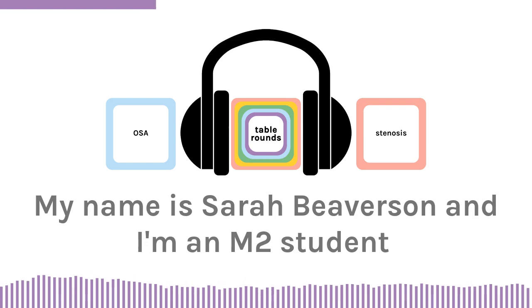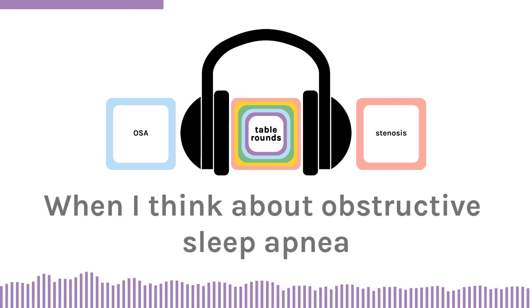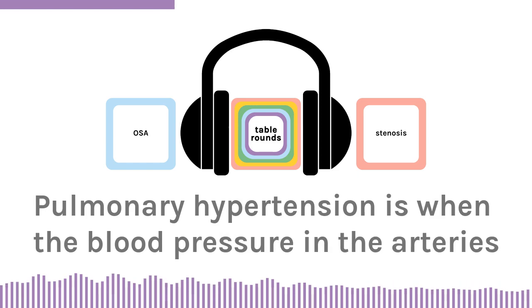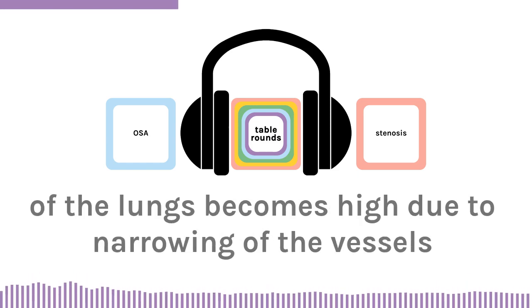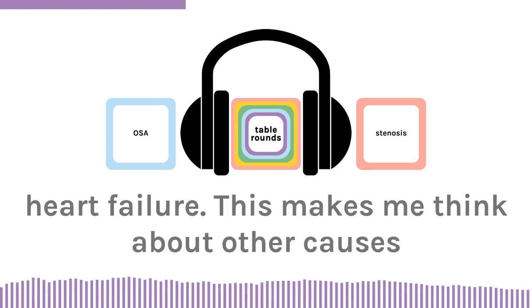My name is Sarah Beaverson, and I'm an M2 student at VCU School of Medicine. When I think about obstructive sleep apnea, I think about how it is one of the causes of pulmonary hypertension. Pulmonary hypertension is when the blood pressure in the arteries of the lung become high due to narrowing of the vessels, which strains the right ventricle and could lead to right heart failure.